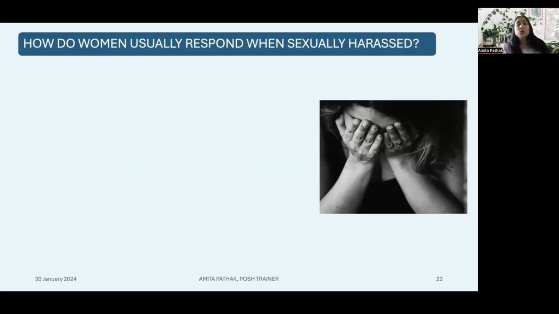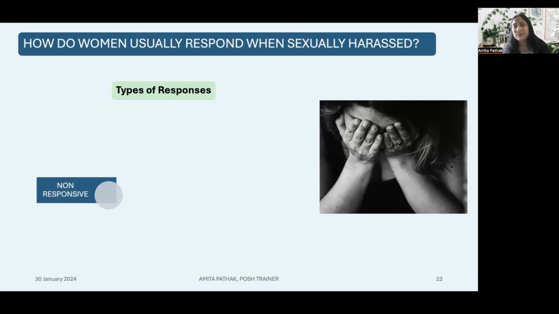Let us move ahead and know how we women usually respond when sexually harassed. What is the reaction, and what are the types of responses? Firstly, non-responsive behavior. Mostly women just ignore it. Okay, no problem, next time it won't happen. Avoid this. Self-help, telling family or friends, is very rare. Mostly the self-help women do is just leaving the organization, not reporting this kind of behavior. So this is totally non-responsive, because it doesn't get recorded in any complaints.